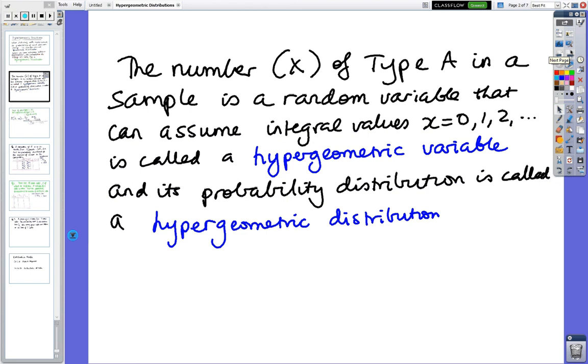Okay, so the number of type A in a distribution can assume normal values like 0, 1 and 2. These are called the hypergeometric variables, and the probability distribution that we get is called a hypergeometric distribution. So that sounds a bit random, but just copy it down. We'll have a look at some examples when you're ready.